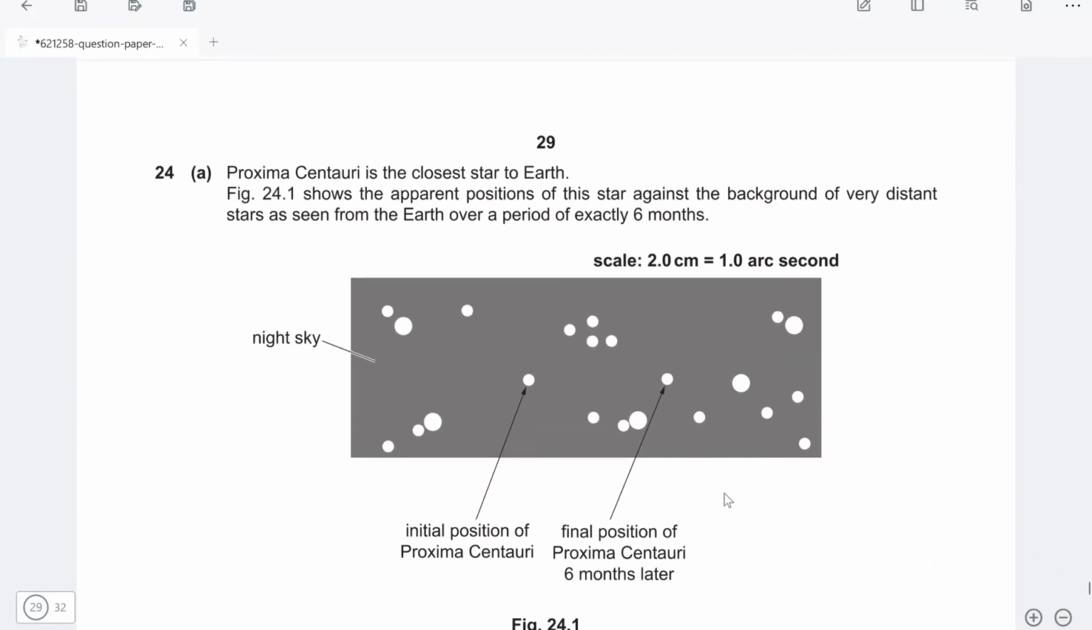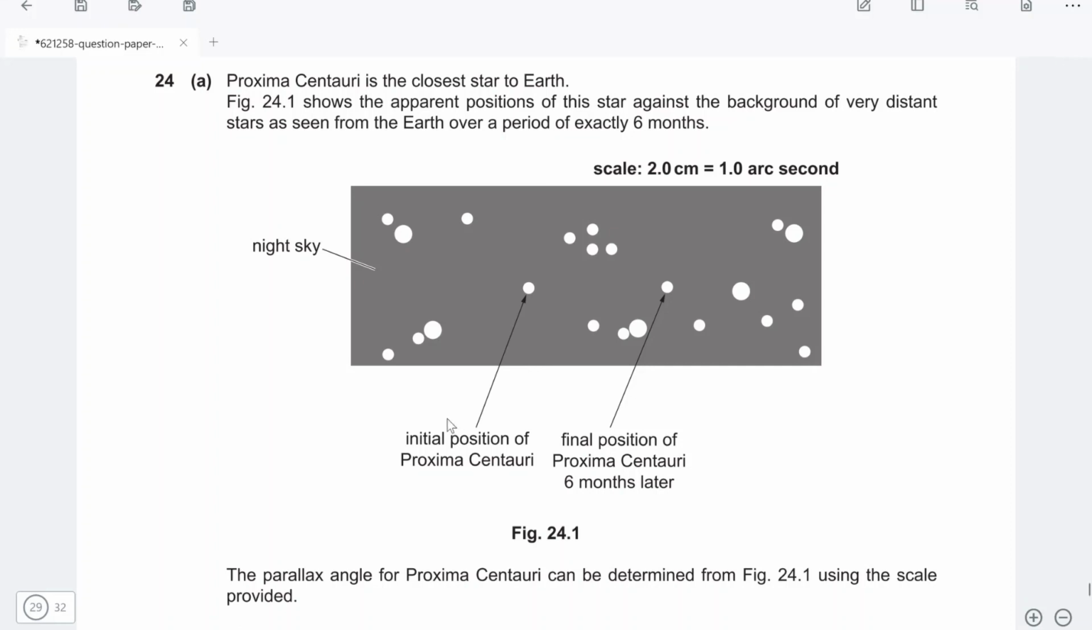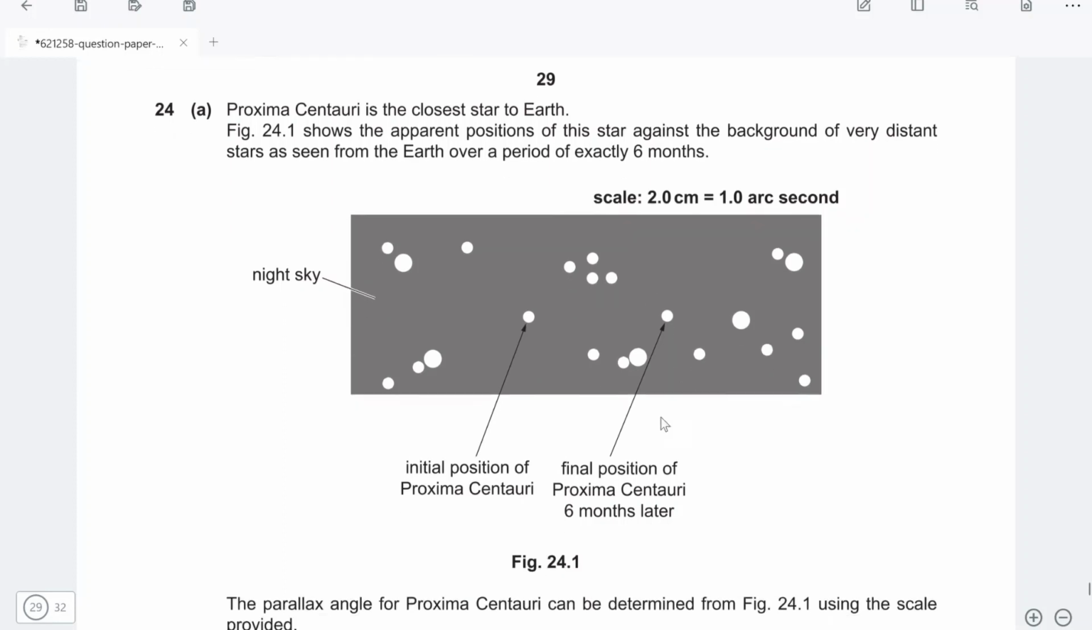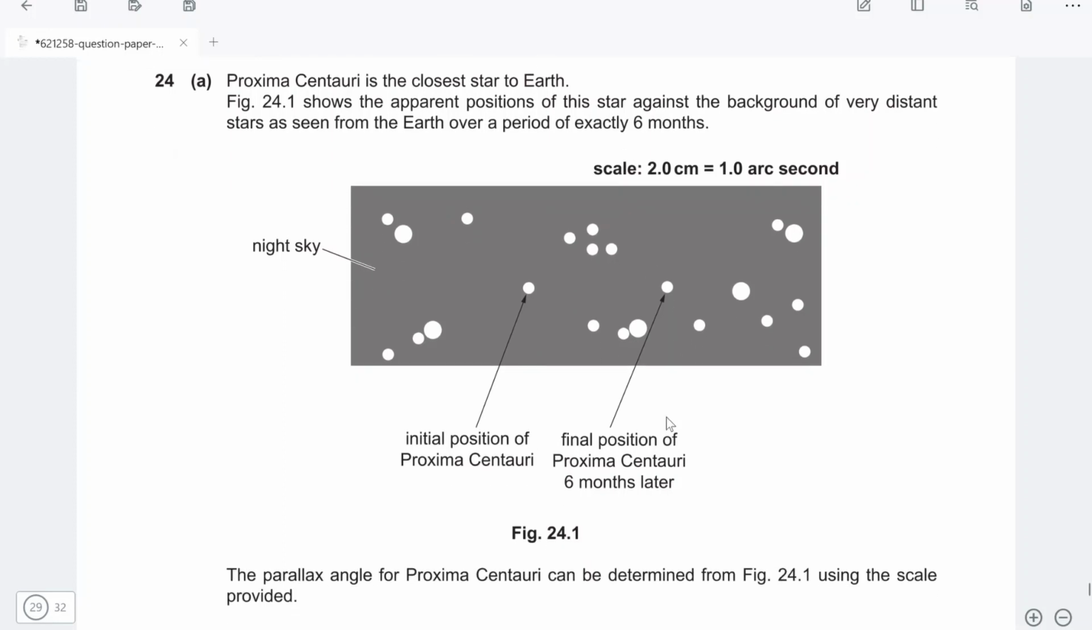Moving on, this next parallax question is really, really interesting. So this is essentially the way how astronomers estimate the distances using parallax angles. So we're given the position of Proxima Centauri and then another picture of the position of Proxima Centauri against the fixed background 6 months later. And we're given a scale. Now, if we were to measure this, because we're given a scale, we can actually use a ruler to measure this. In this particular scale, 2 centimeters is equal to 1 arc second.